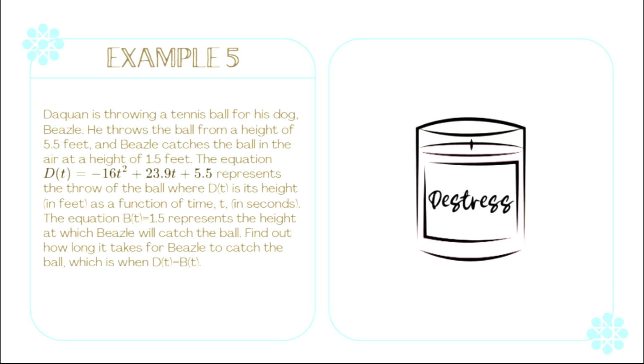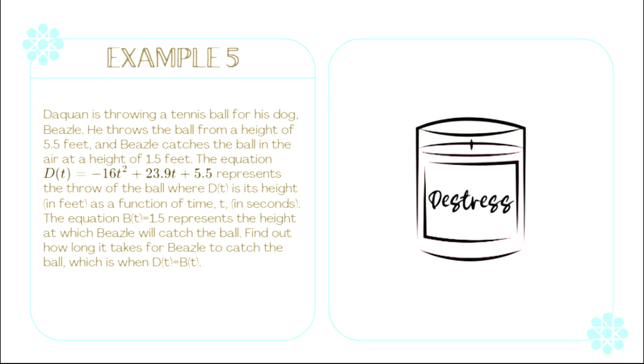Here's example 5. Daquan is throwing a tennis ball for his dog, Beazle, and that is a bomb name. I love the name Beazle. He throws the ball from a height of 5.5 feet, and Beazle catches the ball in the air at a height of 1.5 feet. My dogs could not catch it at 1.5 feet. Yeah, if you're wondering why, you should go watch my guard dog video.